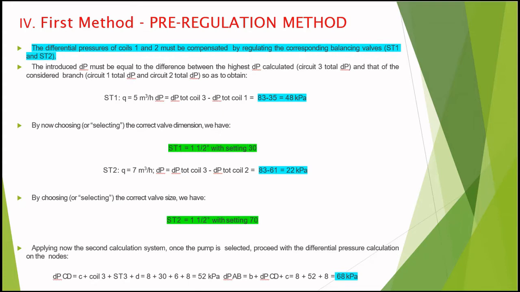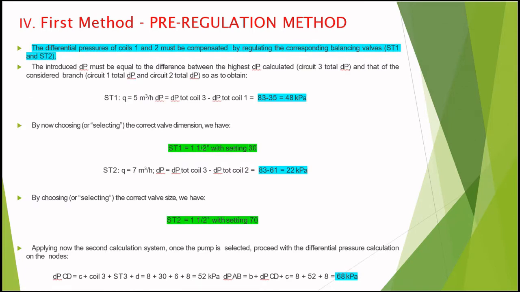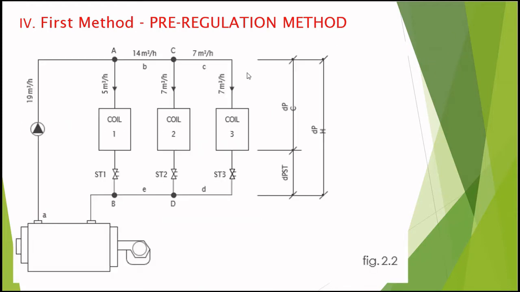DPCD, what does this mean? DPCD, which is between this point. Okay, this is for this circuit. DPCD equal to C plus coil 3 plus static 3 plus D, which is equal to 52 kPa, and DPAB, which is B plus DPCD plus C, which is equal to 86. I'll explain it a little bit.